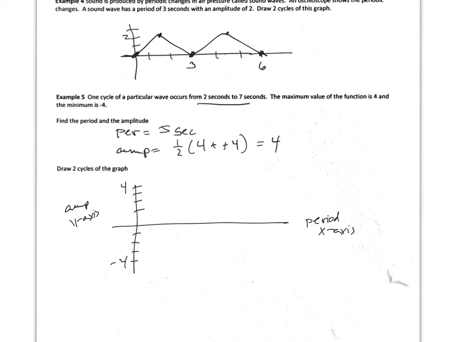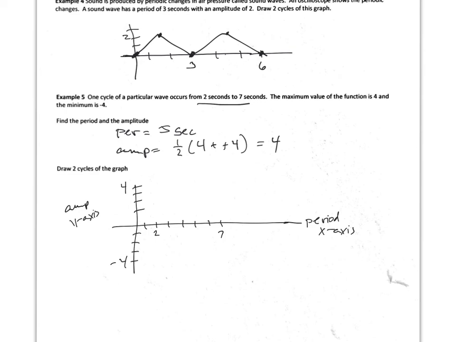And we know we have to start at 2 seconds. A particular wave occurs from 2 seconds to 7 seconds. Okay, so 1, 2, here's 2 seconds. Here's 7. We probably should go all the way out to 14, right? Because it says to draw 2 cycles. So I do have to go to 14.